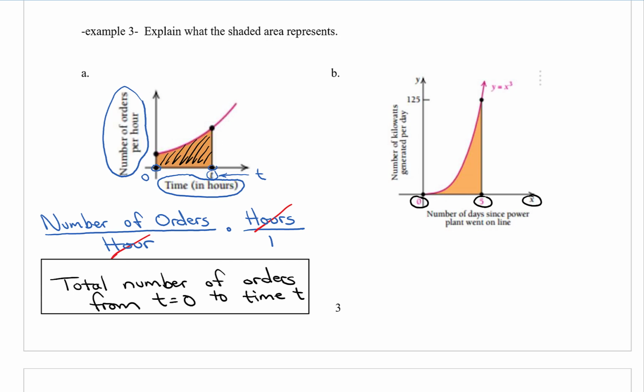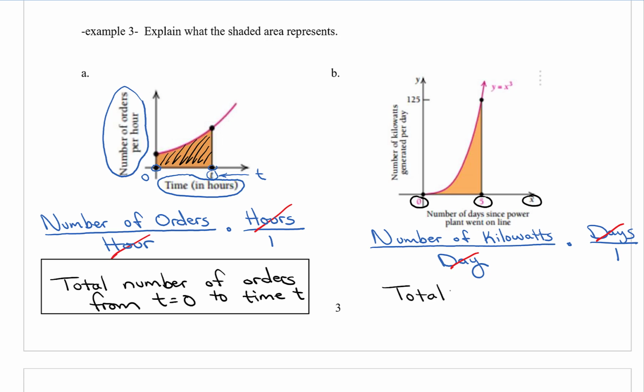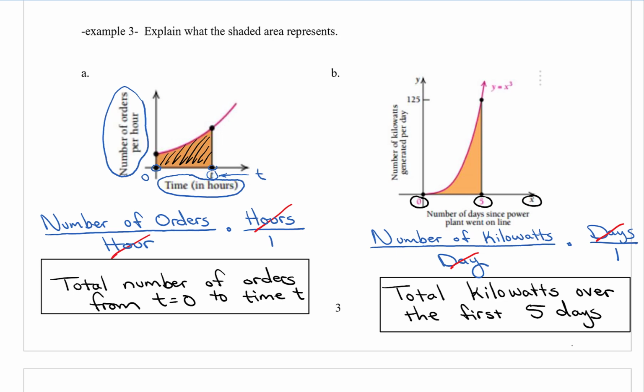All right, now we can write down the fractions that are getting multiplied here to figure out the units of what our shaded area represents. I'm going to write down number of kilowatts over day, and that's going to represent number of kilowatts generated per day times days over 1. The days are going to cancel out, and here we'll just be left with number of kilowatts. So I'm going to write this down as the total kilowatts over the first 5 days. And I'm going to box that answer in, and that's going to be what my shaded area represents.